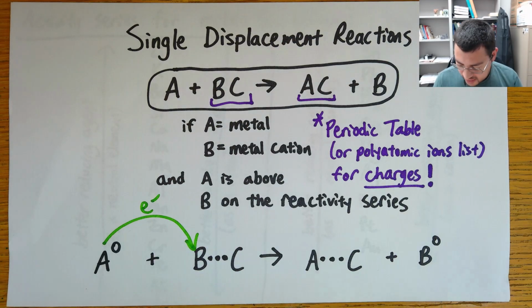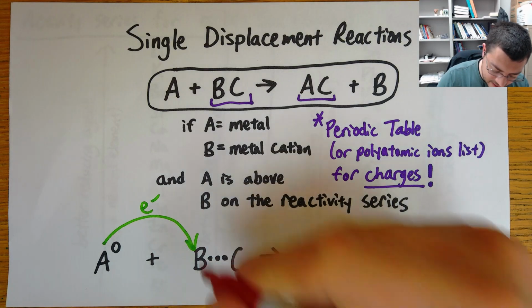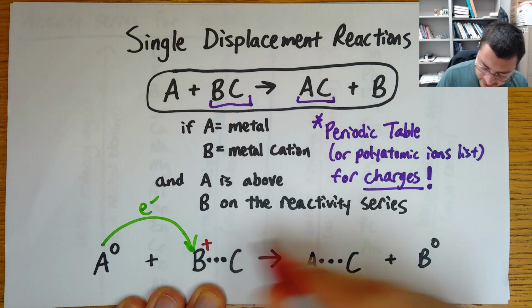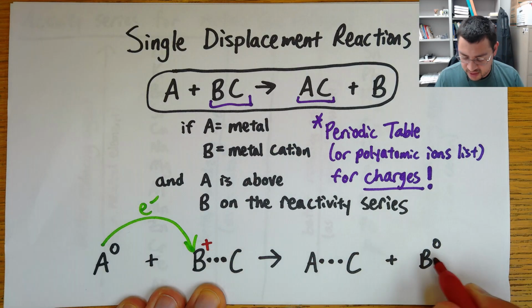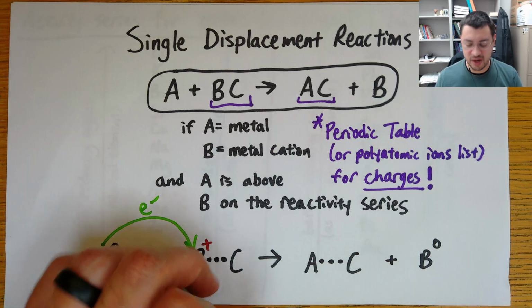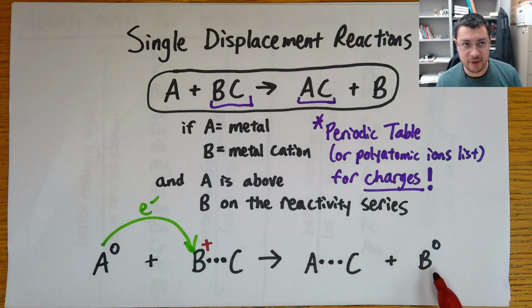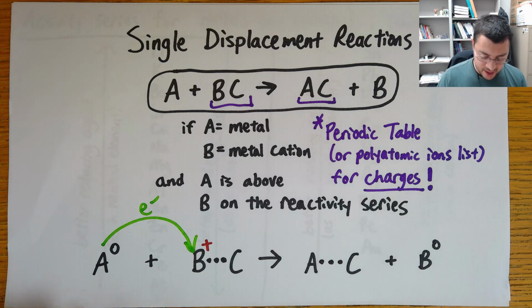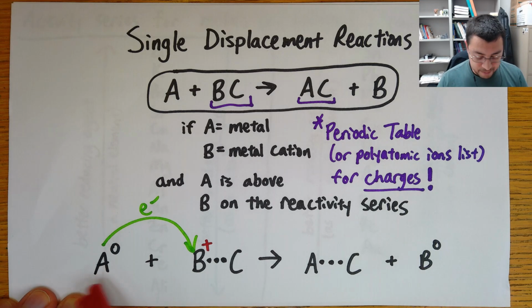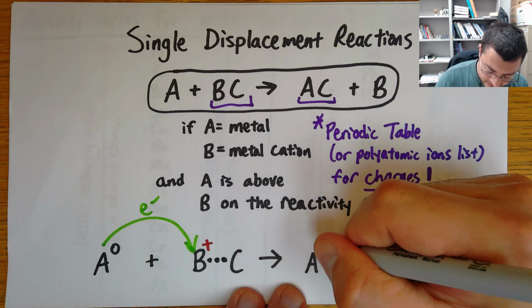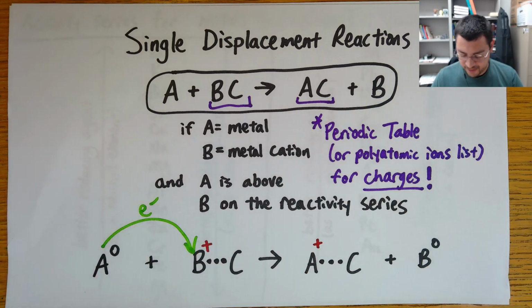When you give electrons to the cation, it used to have a positive charge on it, but at the end of the reaction, because it received electrons, it will have no charge on it. So the old cation becomes the new metal, whereas the old metal gave away electrons, so it becomes your new cation. And there's C.